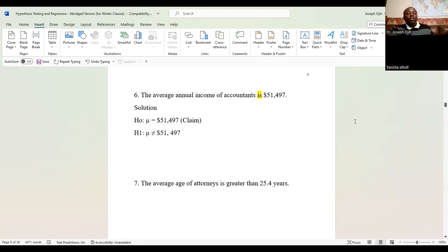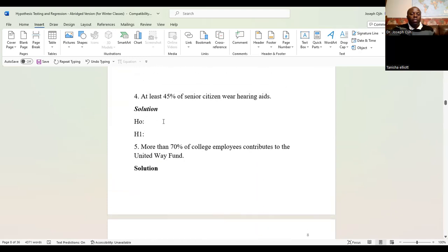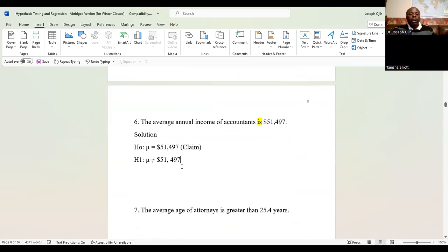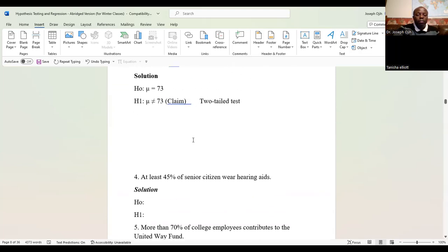So as you can see, the claim can either be in the null or in the alternative, depending on how the question is worded. Again, this one can be both sides, can be equal, can be left or right. So this is a two-tailed test. Any question on what I just did?